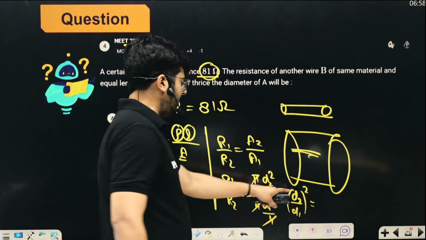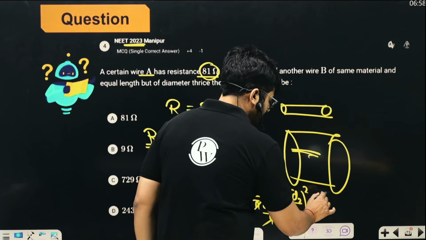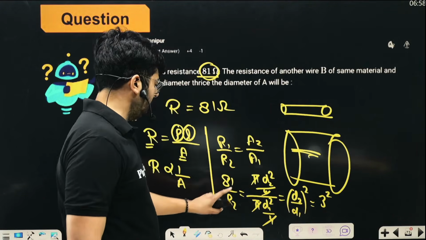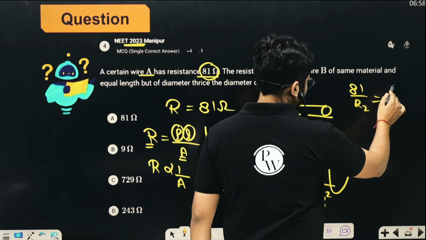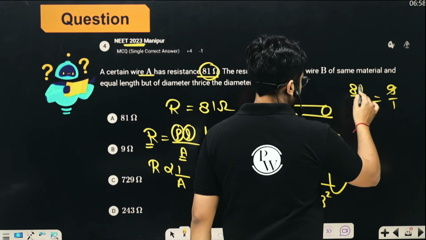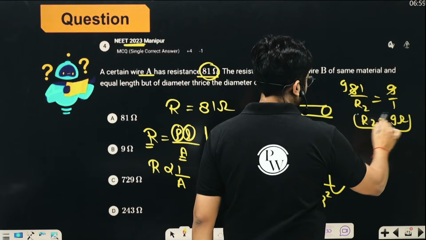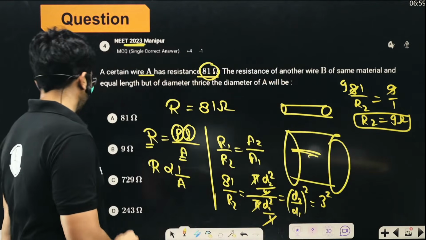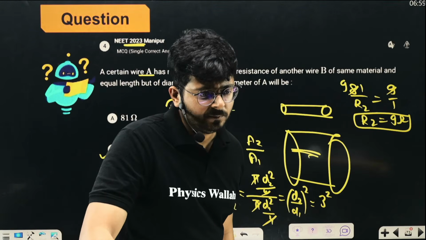My dear kid, the diameter after is 3 times the diameter before. So d2 by d1 is 3. All right. So 81 upon R2 is 3 times, which is 9, right? So R2 is going to be 9 ohms. I hope the idea is very, very clear. The new resistance is going to be 9 ohms. I hope the idea is very, very clear, right?